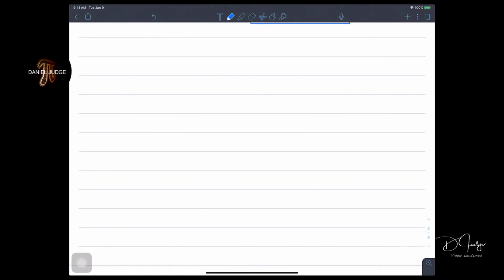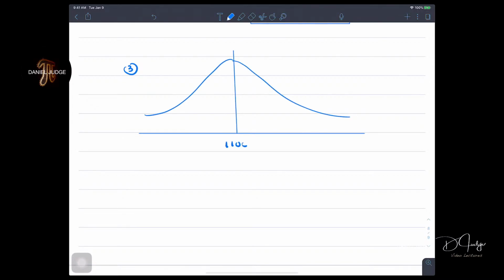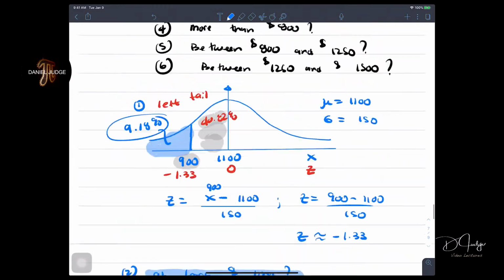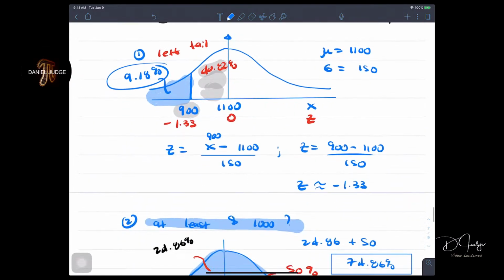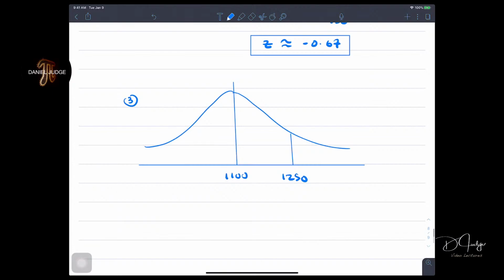So what you guys want to do is draw a picture of the question. Right? You have your bell. $1,100 is in the center. 1250 is to the right. Now, no more than is actually short for 1250 or less. So we're going to have to shade things that are 1250 or less, and that's going to be this portion of the bell. Okay, so 1250 or less, ladies and gentlemen, that's no more than 1250.